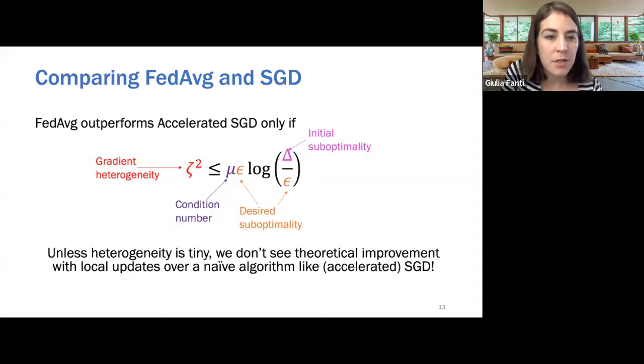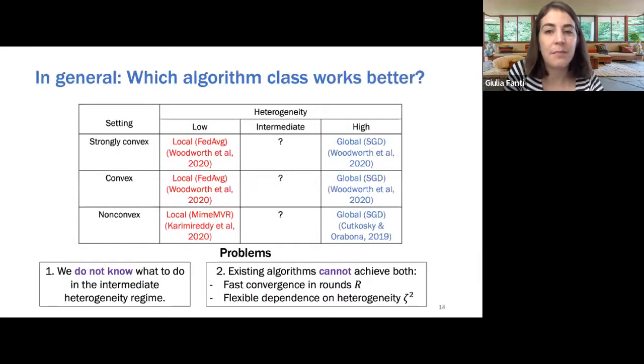And notice that this expression on the right can be really tiny because here we have epsilon, which is our desired suboptimality gap, which can be quite small. So this is a little disappointing in the sense that we aren't really getting any benefit from federated learning, at least in terms of FedAvg, at least in terms of round complexity, theoretical round complexity. Of course, in practice, there are benefits, but theoretically, we don't see it.